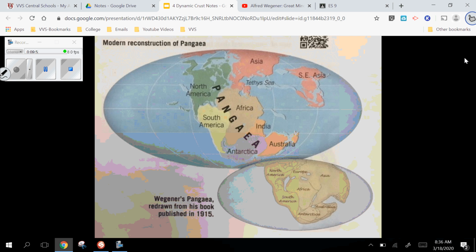All right, here's a little modern reconstruction of Pangaea. The one on the bottom we pulled from a book that he published in 1915. This is what he thought was going on. But more evidence, more research has given us a better idea of what we think happened. We think actually Asia was separate. It wasn't the one giant continent it is today. The motion has caused the Southeast Asian continent and the Asian continent to come together. But we've created a modern reconstruction of what we think was going on at the time.